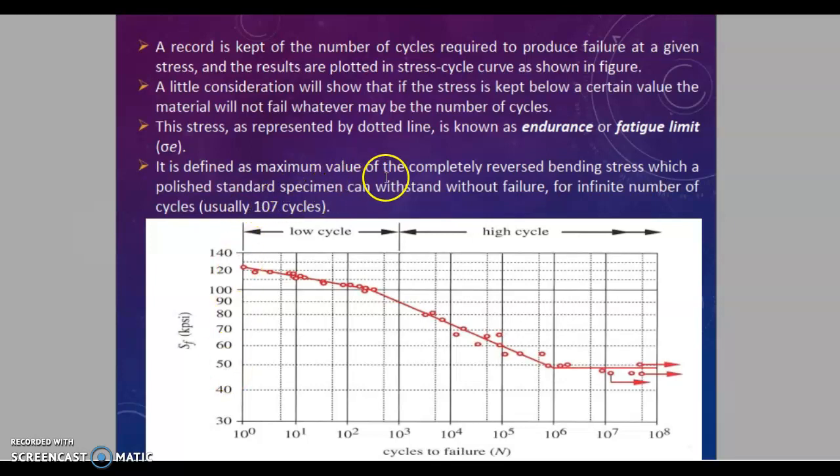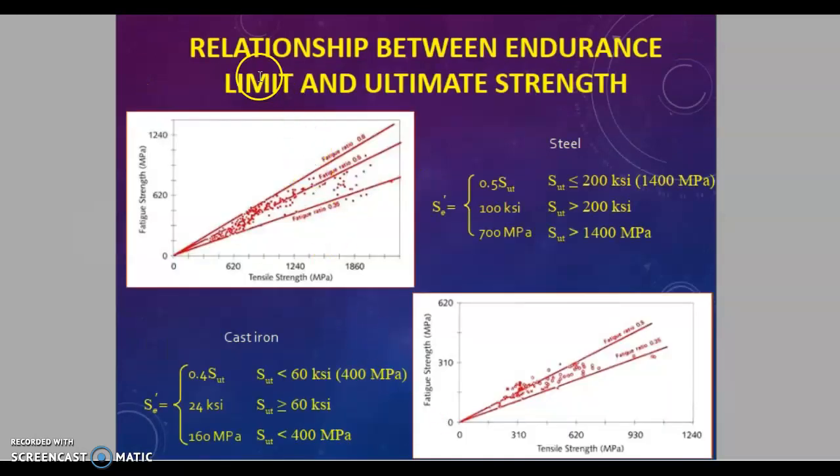It is defined as the maximum value of the completely reversed bending stress which a polished standard specimen can withstand without failure for an infinite number of cycles. So this is the definition of the endurance limit or fatigue limit. Remember that. Here, the infinite number of cycles is taken as 10 raised to 7 cycles. 10 raised to 7 means 1 followed by 7 zeros, so this will be 10 million cycles. Next, the relation between endurance limit and ultimate strength.